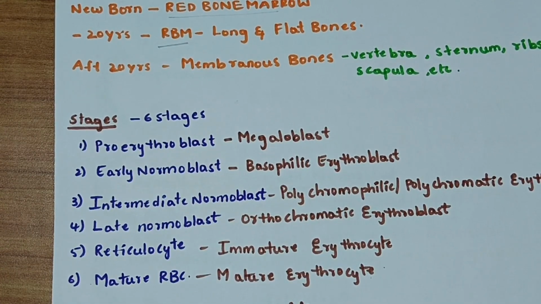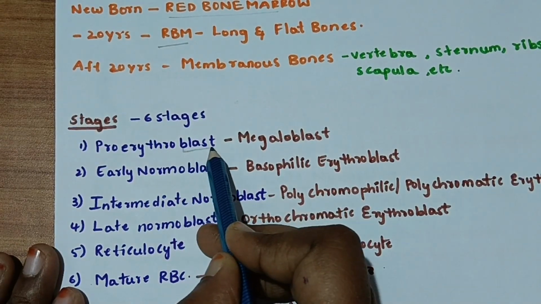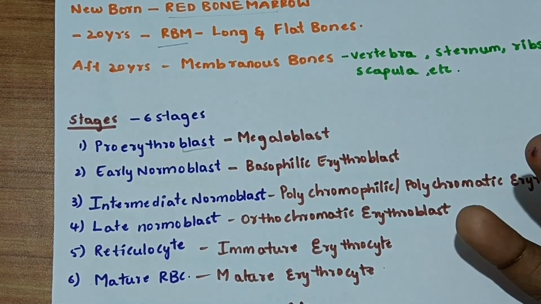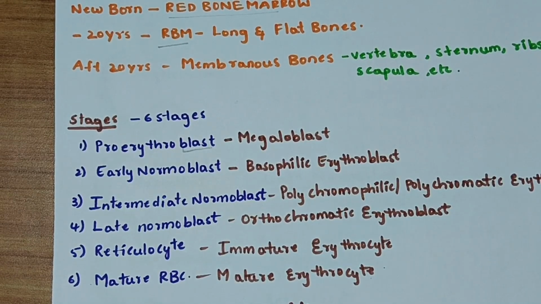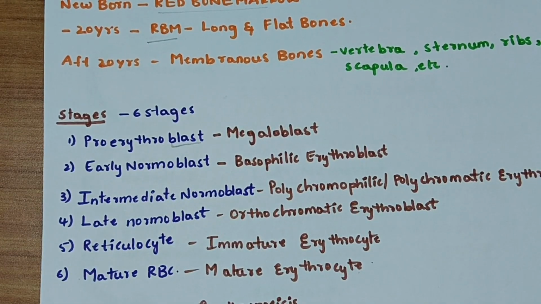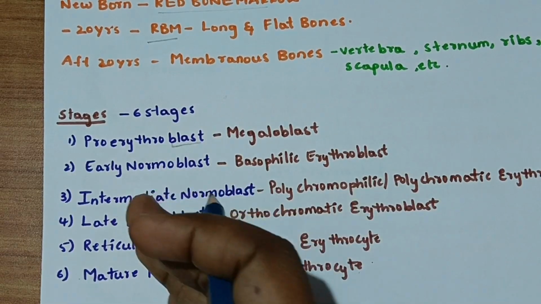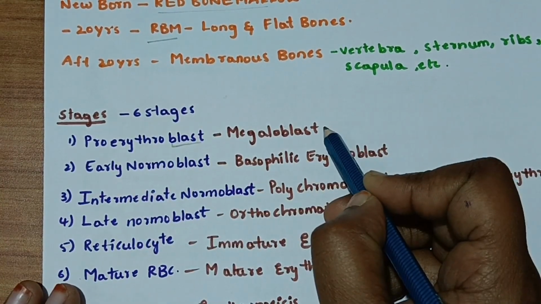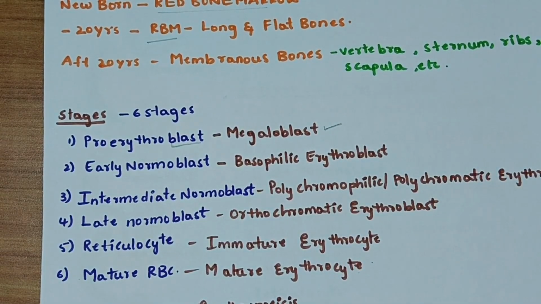Proerythroblast: blast means the developing stage. The proerythroblast is the first and largest cell in the process of development through the different stages of erythropoiesis. It is the largest cell compared to all other stages, with the largest nucleus, hence it is known as a megaloblast.